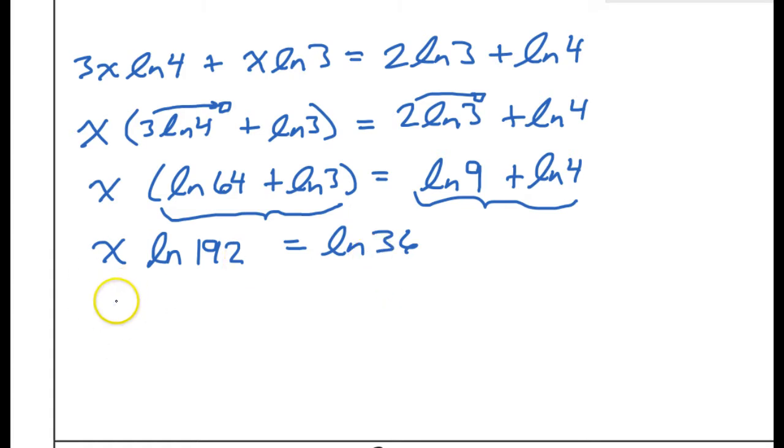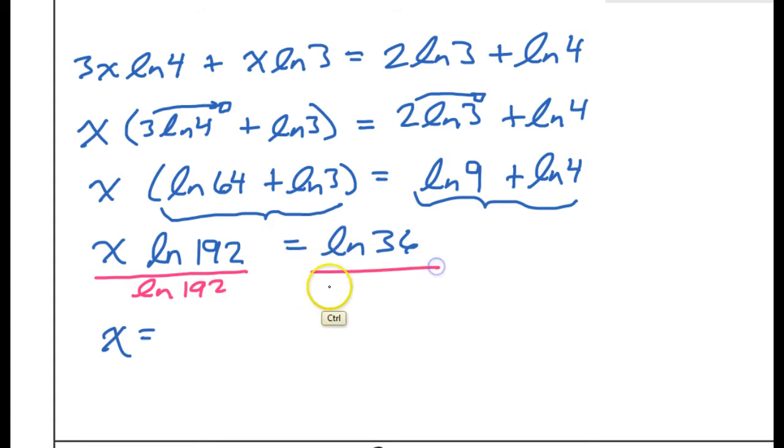So now, how am I going to get x by itself? Simply divide both sides by natural log 192.